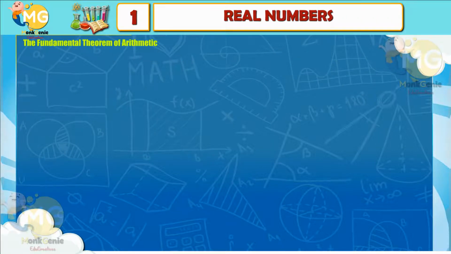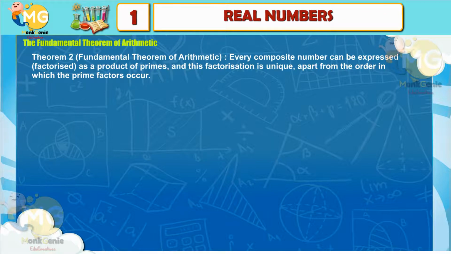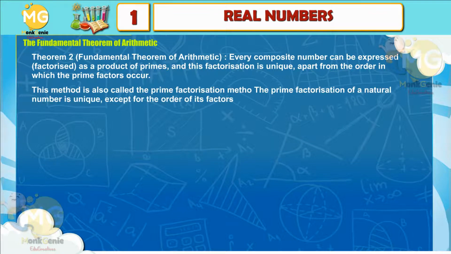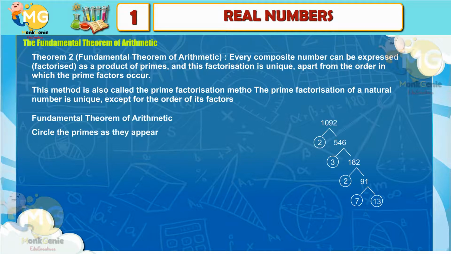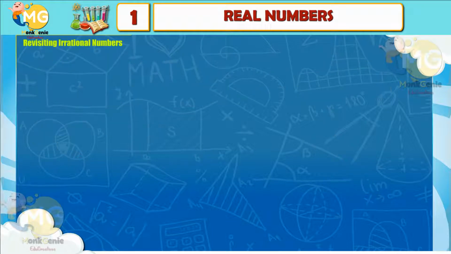The fundamental theorem of arithmetic. Theorem 2. Fundamental theorem of arithmetic. Every composite number can be expressed, factorized, as a product of primes, and this factorization is unique, apart from the order in which the prime factors occur. This method is also called the prime factorization method. The prime factorization of a natural number is unique, except for the order of its factors. Circle the primes as they appear. Prime factors 2, 3, 2, 7, 13.